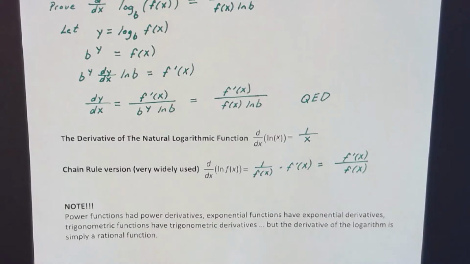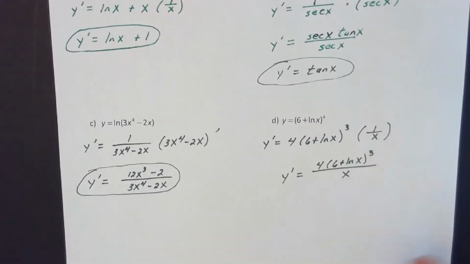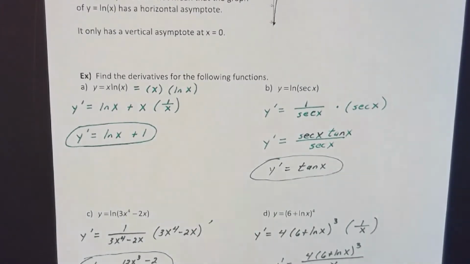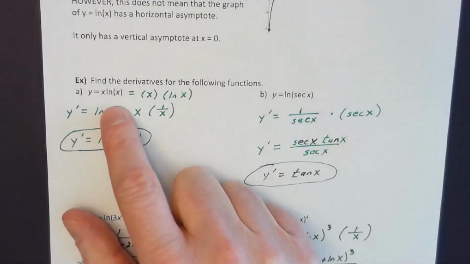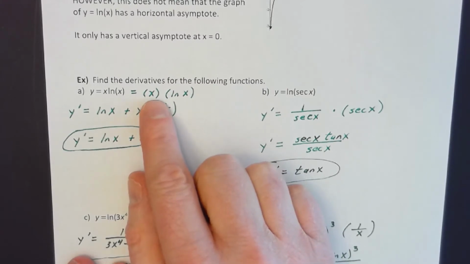So now, when I look at some examples here on the next page, let's say I want to find the derivative for the following functions, and I have x natural log of x, and I can say, well, x natural log of x, that's a product.